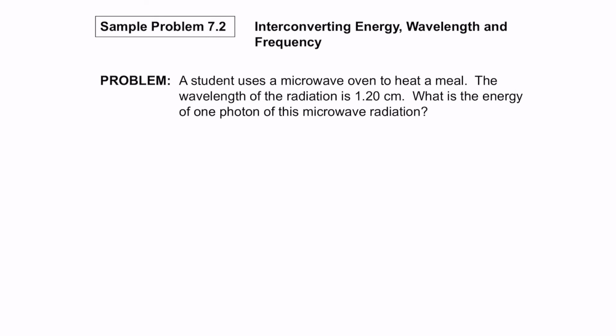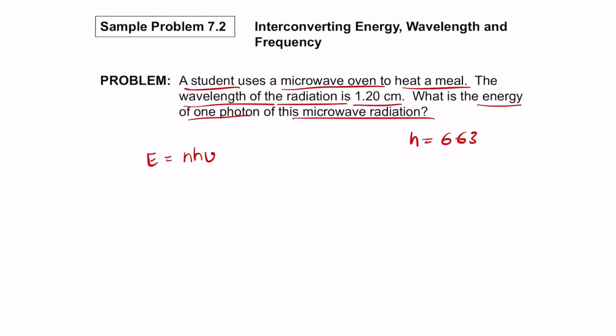So let's take an example. A student uses a microwave oven to heat a meal. The wavelength of the radiation is 1.20 centimeters. What is the energy of one photon of this microwave radiation? So the formula is E equal to n h nu. So the value for h is 6.63 into 10 to the power negative 34. Sorry, 6.626.